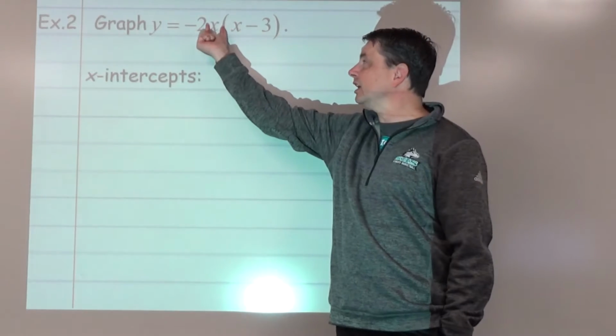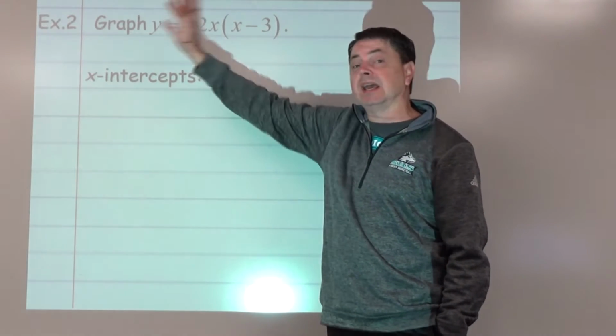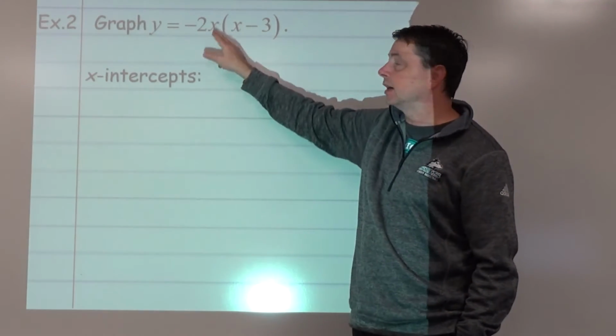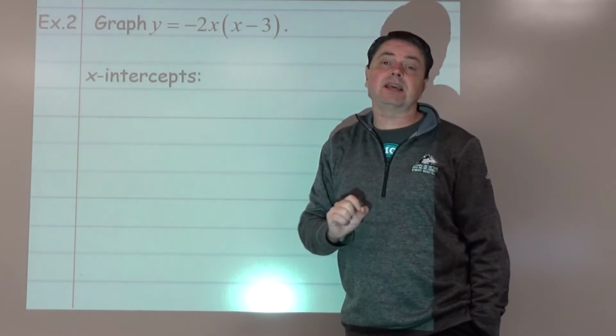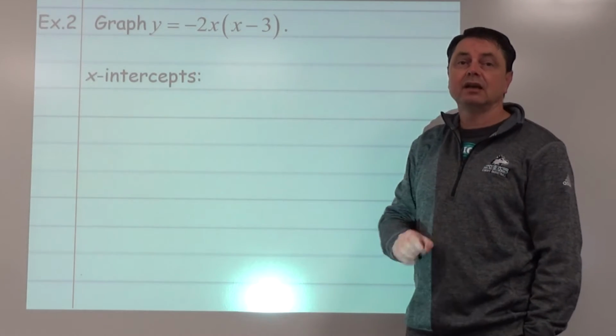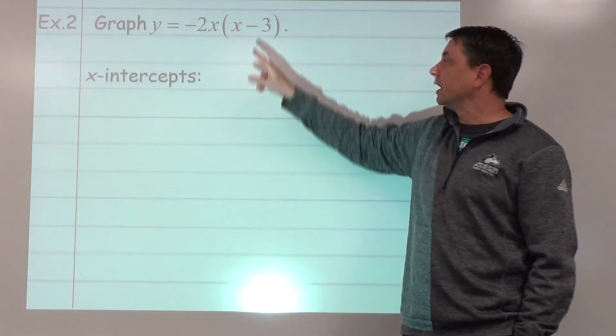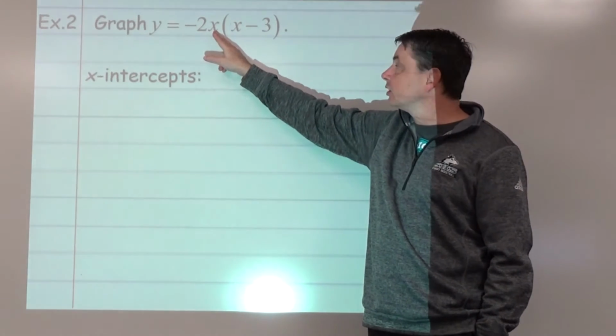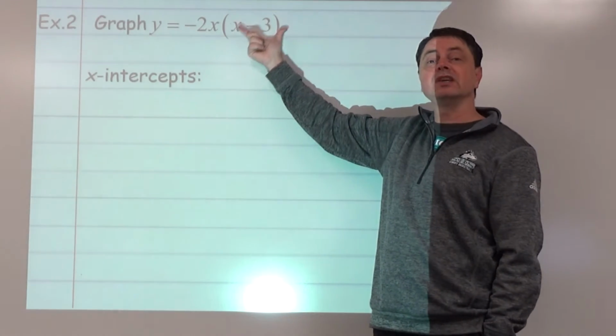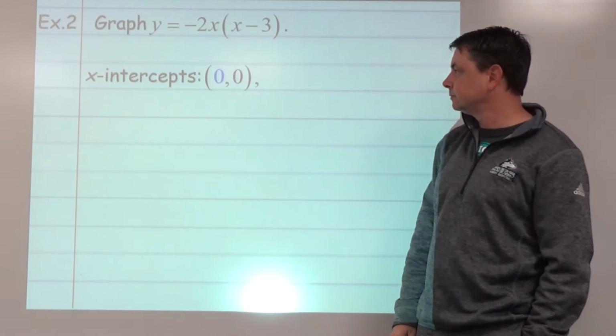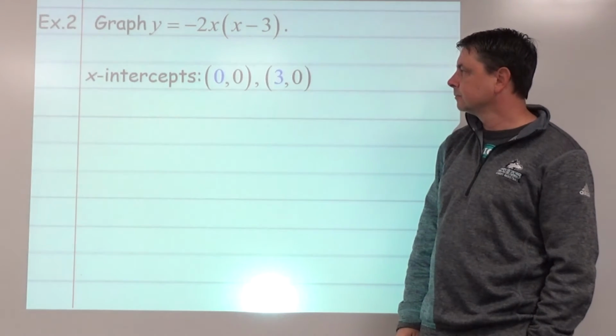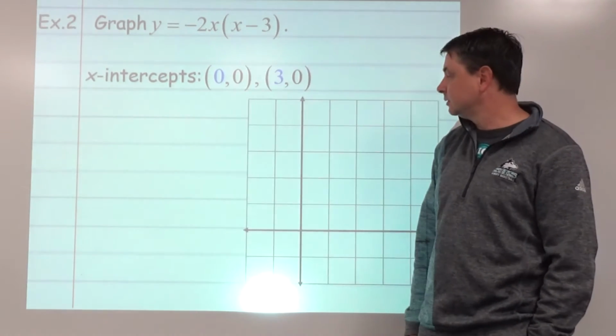So this is the tricky one right here. Remember, the negative 2 is the a and it has nothing to do with the x-intercepts. X is the same thing as x minus 0. So we've got an x-intercept of 0, 0, and over here, think opposite, 3, 0. So we can plot those on the graph.